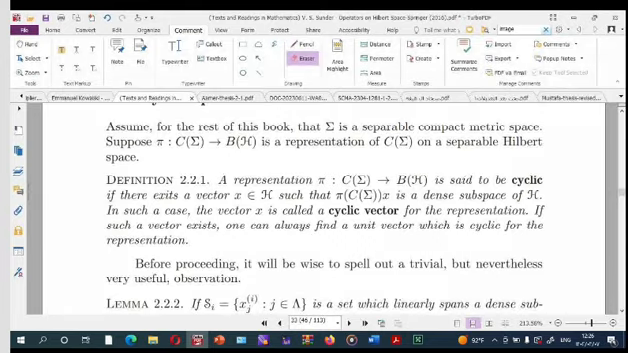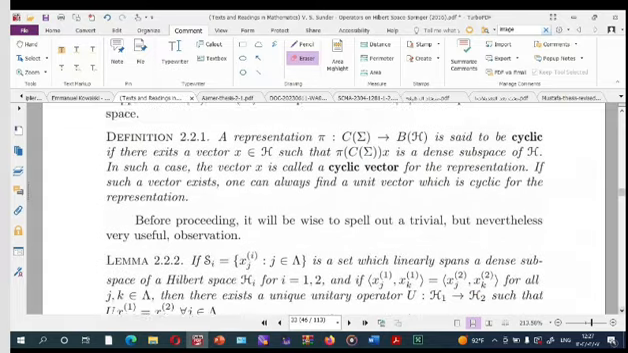In such a case, the vector X is called a cyclic vector for the representation. If such a vector exists, one can always find a unit vector which is cyclic for the representation. If we have one cyclic vector, we can find a unit vector. Okay, this is very trivial. And we have this lemma.